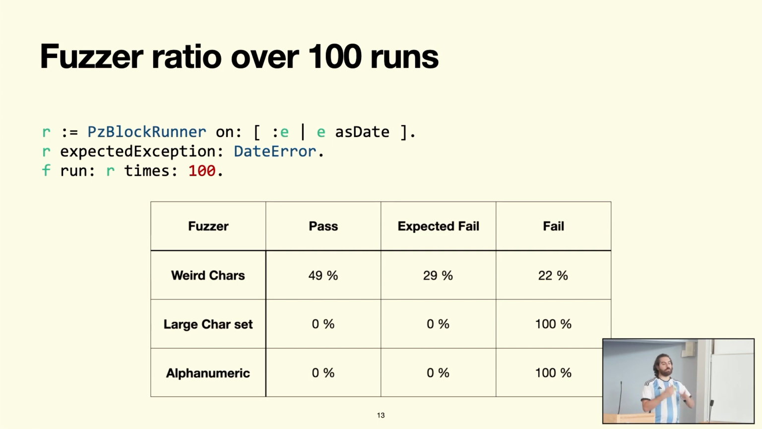When I ran this a couple of hundred times, the first one that we saw was the weird chars. I called it weird chars. The second one was the large char set, which generates a large character set. And the third one was the alphanumeric. What I saw is that 49% passed here, while with these other two fuzzers I broke the parser all the time, which is okay. Then we can study whether those failures are actually bugs or not. But okay, we broke the parser, yes.